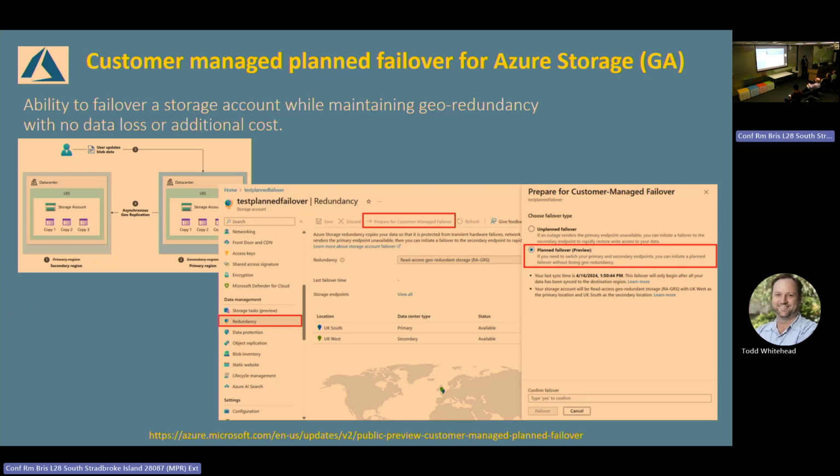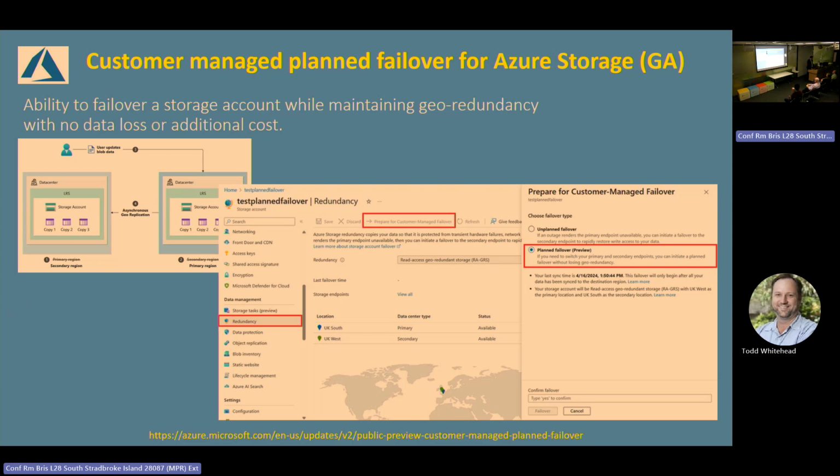What do we got here? Customer planned failover for storage. So you can actually take hold of your storage accounts and fail them over and test that out yourself now. I mean, that's cool, right? Because you could never test it in the past. You just kind of had to trust it. I mean, it pretty much worked, but now you can be really comfortable.